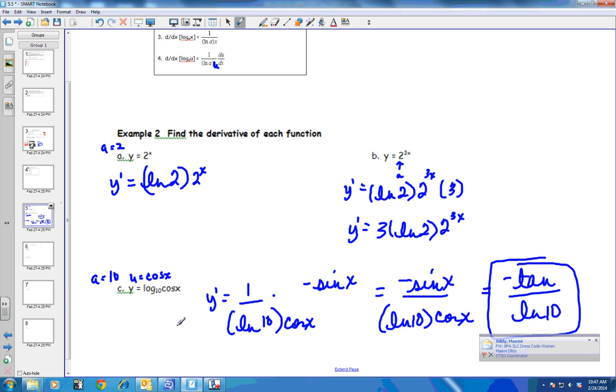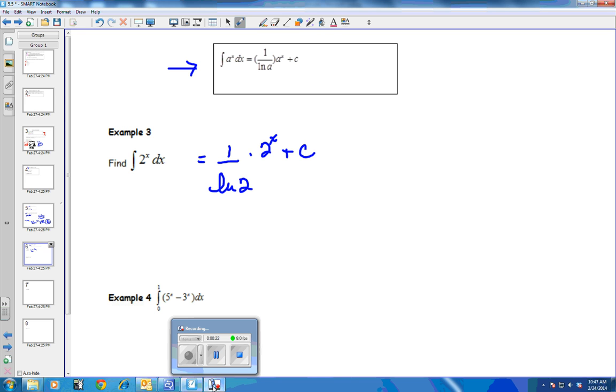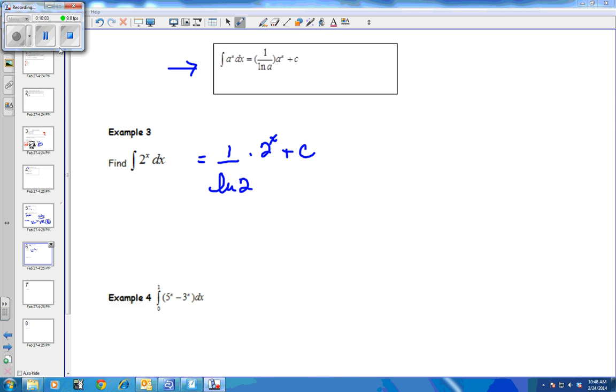Okay. Example 4. Oh, I'm sorry, example 3. Now you are going to learn a new integral. The integral of a to the x is 1 over natural log of a times a to the x. So this one would be 1 over natural log of 2 times 2 to the x plus c. Okay, example 4.